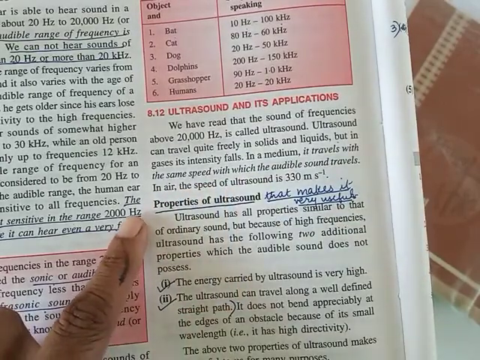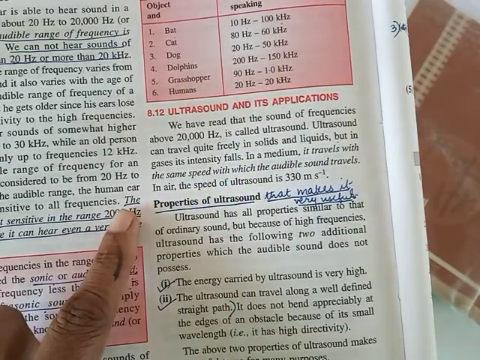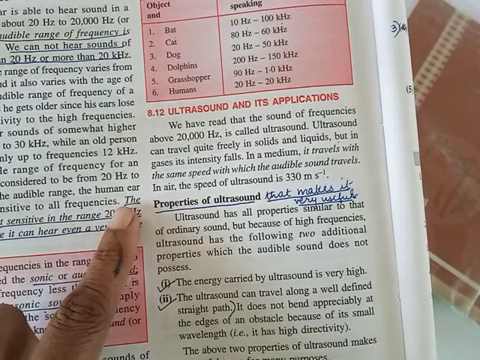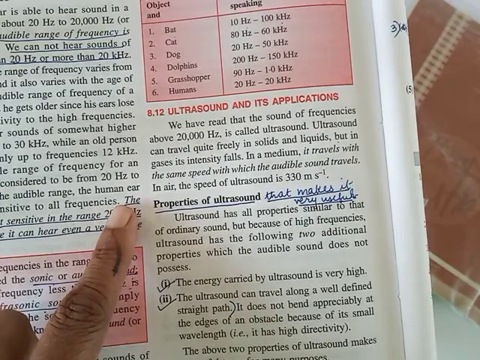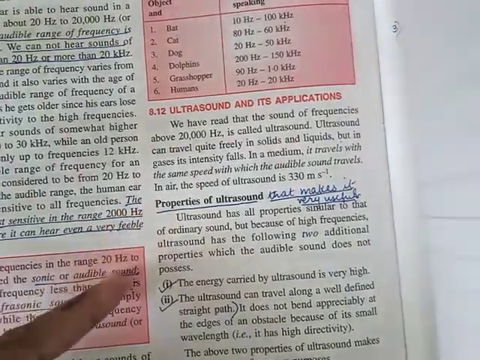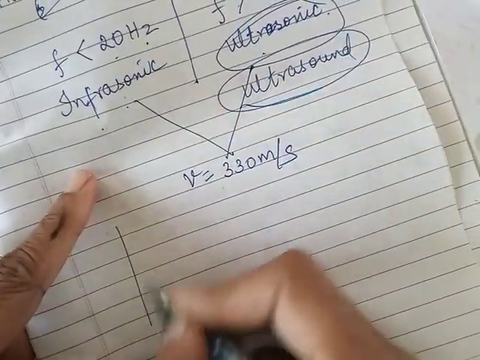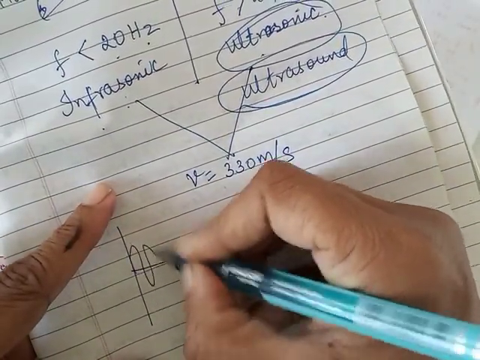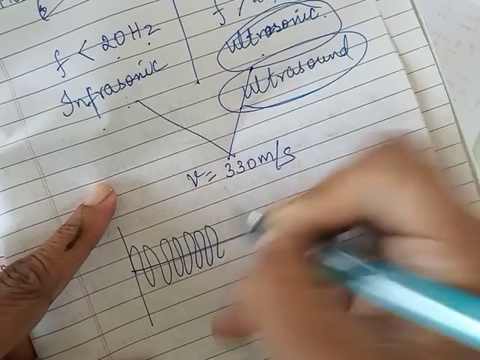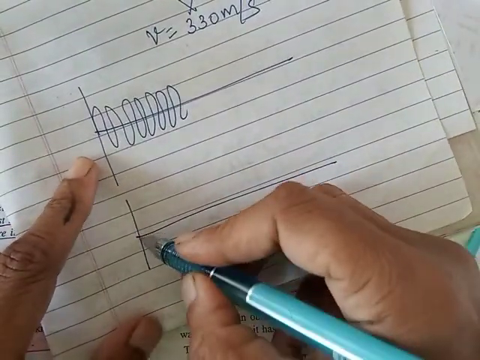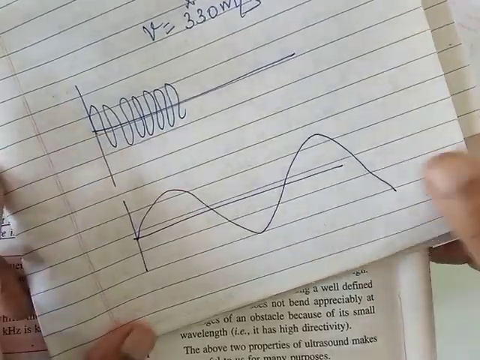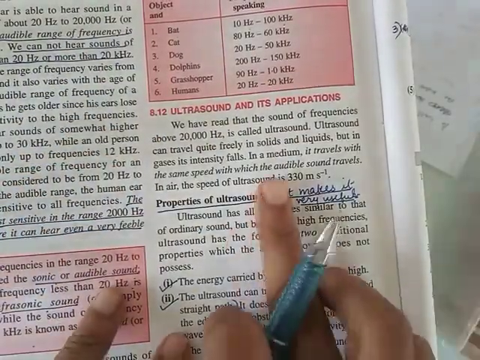Don't think that ultrasonic means ultra, so it will be much faster. No, it won't be faster. It's only the frequency that will increase. An ultrasonic wave will have closely spaced waves like this. Infrasonic, with less frequency, will have a wave like this, but the speed will be the same.